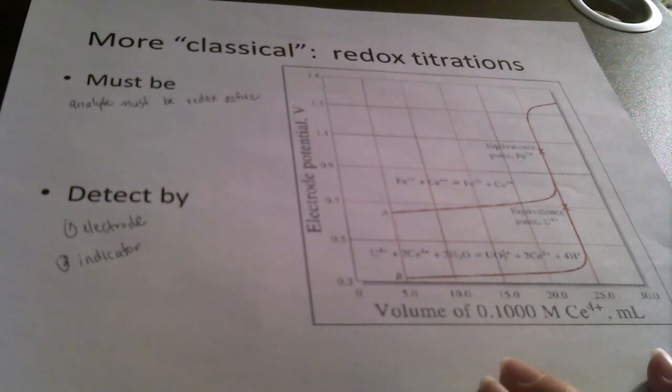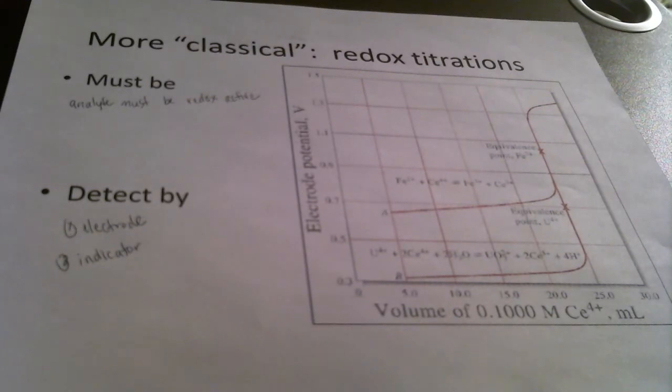So a good example of a redox titration indicator is starch. Starch will combine with iodine to form a blue color, and the iodine can react with a reducing agent to form iodide, the ion form, and so that blue color that's made between the iodine-starch complex goes away as that iodide is formed. So this is an example of an indicator for a redox titration.